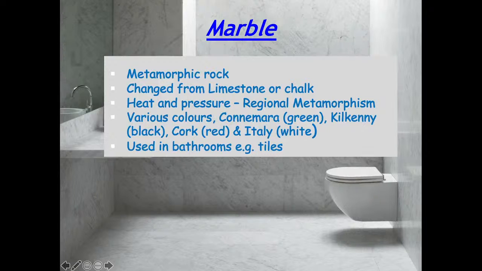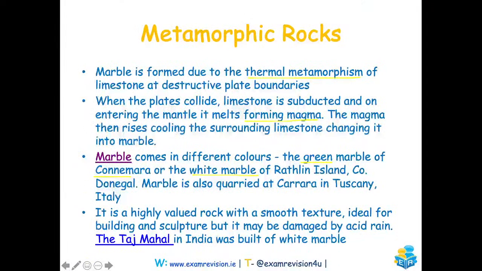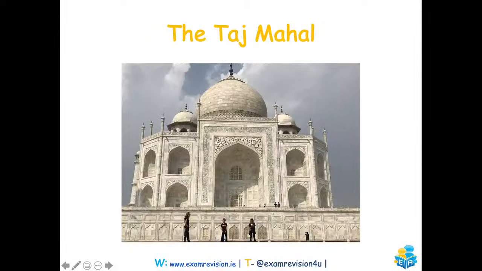Okay, it's a highly valuable rock, because it's got a really smooth texture and it's used quite often in bathrooms, in fireplaces, headstones, and graveyards as well, because it's a really strong hard rock, but it can also get a polished finish, but it can be damaged because of acid rain. Okay, and that's important to note. And the Taj Mahal in India was built of white marble. Okay, so this is the Taj Mahal in India. Really beautiful building, and that was built out of white marble.